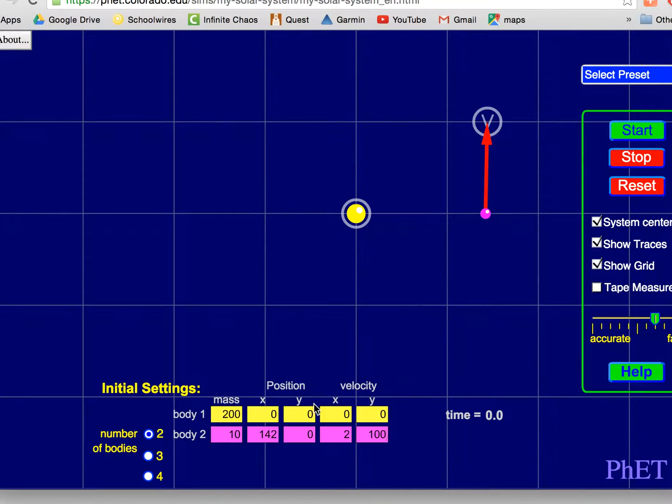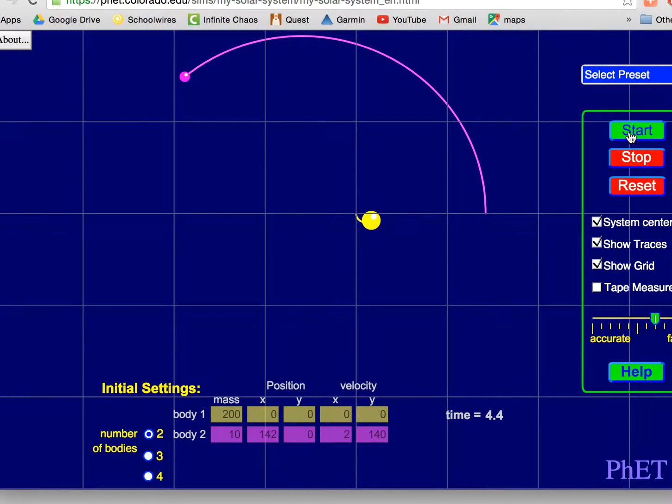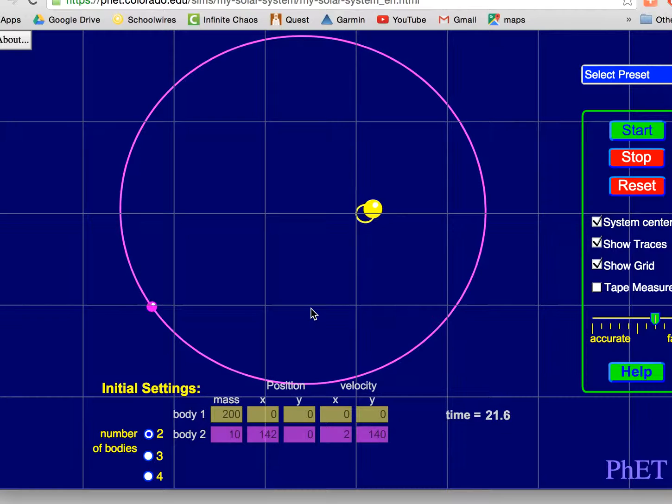In fact, if I stop, reset, and try that again with more velocity, see what happens. Once again, it orbits, it successfully goes around, but not in a perfect circle. Again, this axis is longer than this axis, and that's called an ellipse. One other thing you'll notice is that here's where the sun is. It's not dead center. The sun is not dead center and never is dead center in one of these shapes. It's always off to the side.